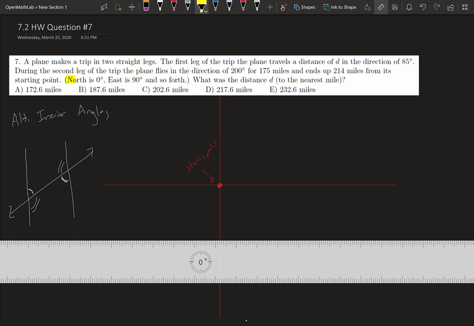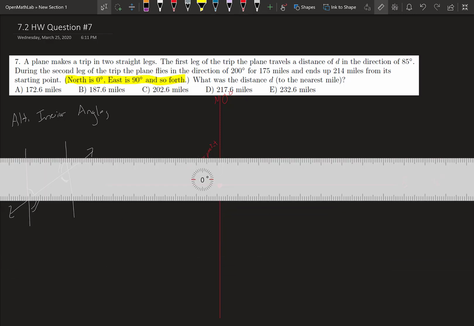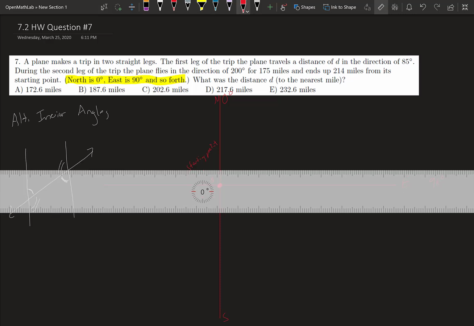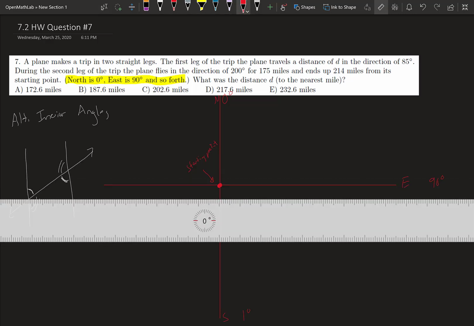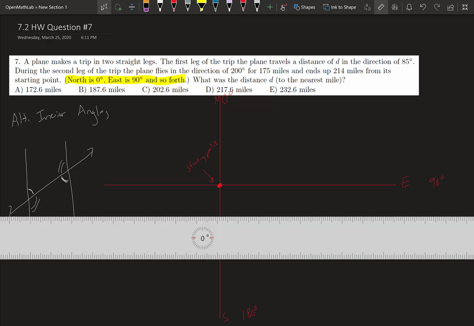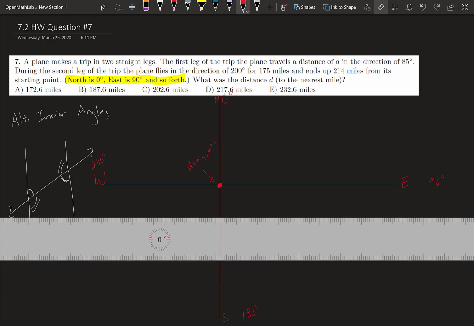Using this information here, I can just draw this in. This is going to be north at 0 degrees. This is east, which is 90 degrees. Here's south, which is 180 degrees. Here's west, which would be 270 degrees. So I got that all labeled.